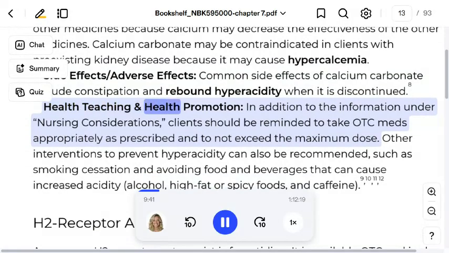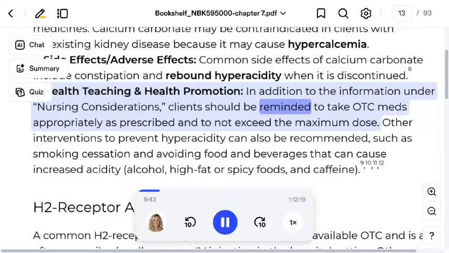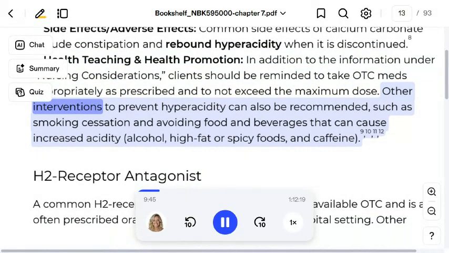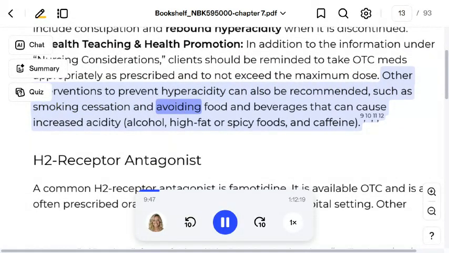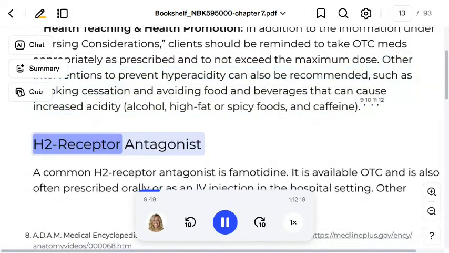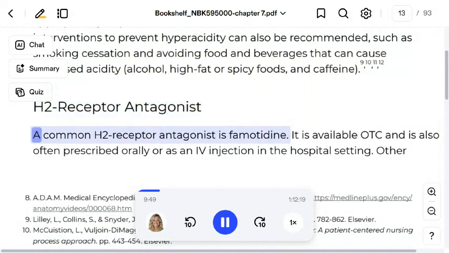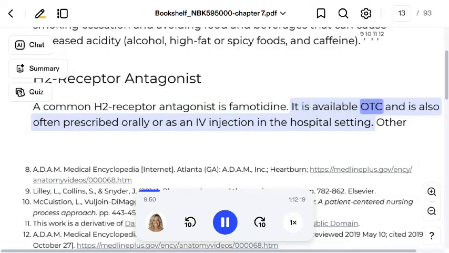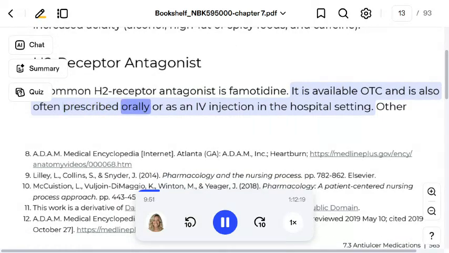Health teaching and health promotion. In addition to the information under nursing considerations, clients should be reminded to take OTC meds appropriately as prescribed and to not exceed the maximum dose. Other interventions to prevent hyperacidity can also be recommended, such as smoking cessation and avoiding food and beverages that can cause increased acidity. H2 receptor antagonist. A common H2 receptor antagonist is famotidine. It is available OTC and is also often prescribed orally or as an IV injection in the hospital setting.